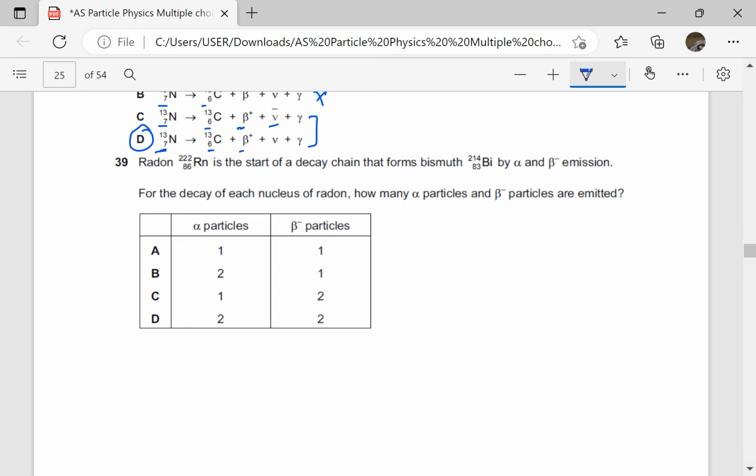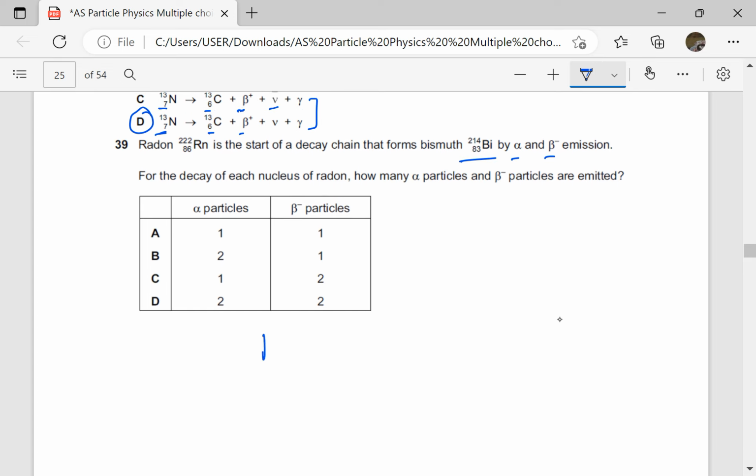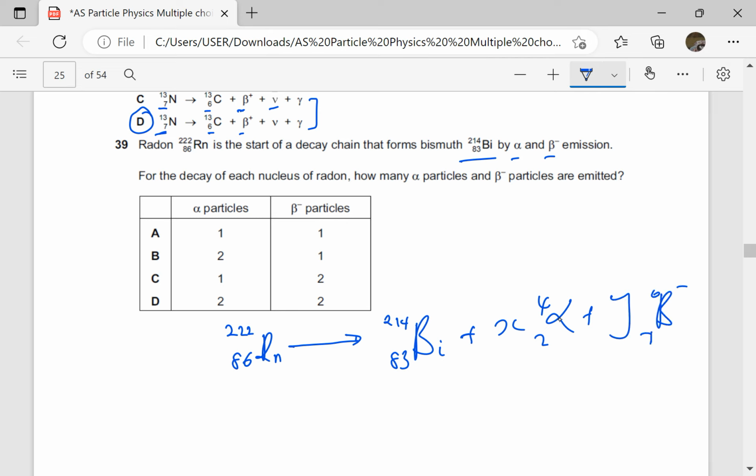Radon is the start of a decay chain that forms bismuth by alpha and beta minus emissions. For the decay of each nucleus of radon, how many alpha particles and beta minus particles are emitted? So radon-222 with proton number 86 is decaying to give us bismuth-214 with proton number 83, plus X alpha particles, which is helium-4 with proton number 2, plus Y beta minus particles, which is 0, -1.